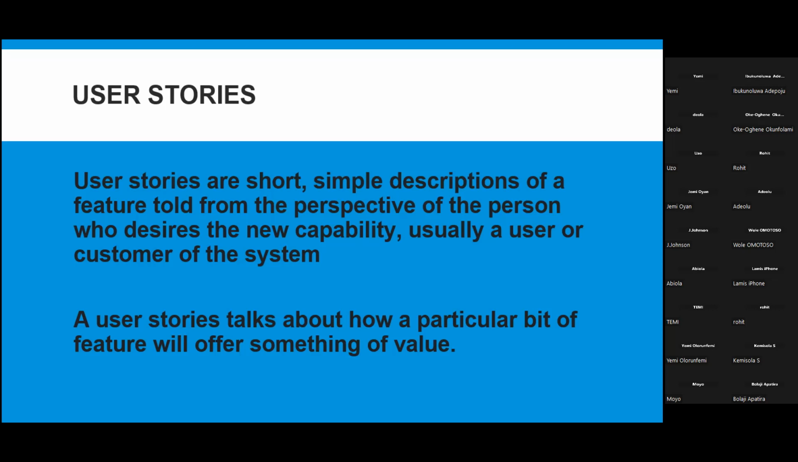Now, when you are doing this, remember, I said you're eliciting requirements from the business or the stakeholders. If you think about it, it means you are a representative of that business when you're talking to IT or the people that will actually put in place the systems that the business desires. So if you are representing the business, it means you're taking the perspective of the person, or you're standing in the stead of the business. So you are writing your user stories as if you were the one that wants to use that facility or the system or the functionality. A user story talks about how a particular bit of feature will offer something of value. Oh, that's a typo there, apologies.